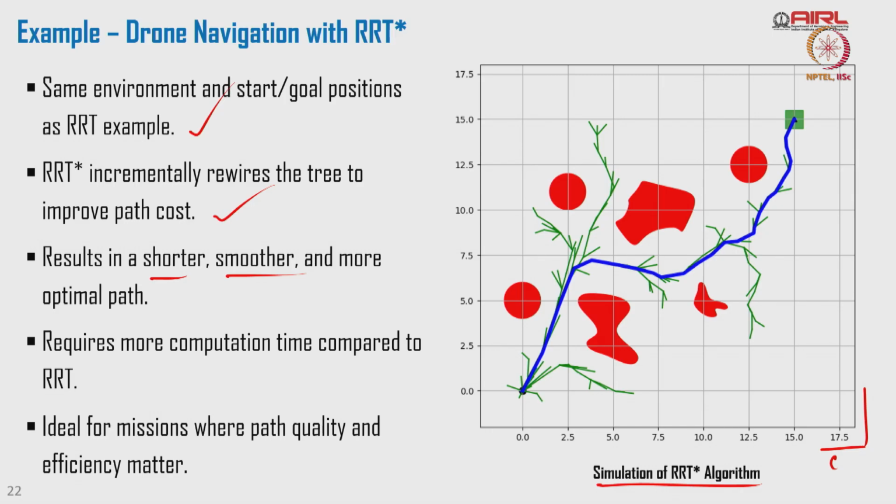That is something which we cannot avoid directly, because RRT star, with some added features in its algorithm, is giving a better path which is shorter, smoother and optimal. RRT is not doing that. So, in that way some increase in computational time is expected, but we have to be careful about whether it is sufficient for our application or not. Okay. So, this is ideal for missions where path quality and efficiency matter.